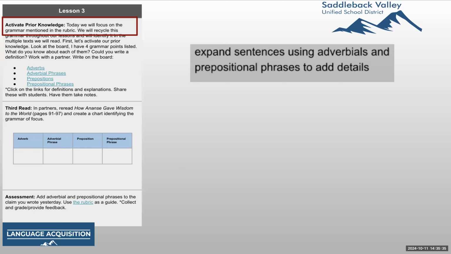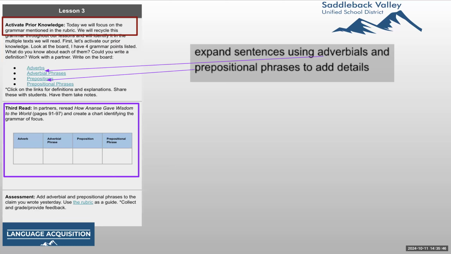To be successful in mastering the supporting standard of Unit 2, students need to have a strong understanding of adverbs, adverbial phrases, prepositions, and prepositional phrases. Once students review the grammar of focus, they will complete a third read of the text. During this third read, students will apply their knowledge by identifying the grammar of focus in context. Lesson 3 ends with an opportunity for students to add details to the claims they wrote in the previous lesson, using the adverbial and prepositional phrases they identified from the text.